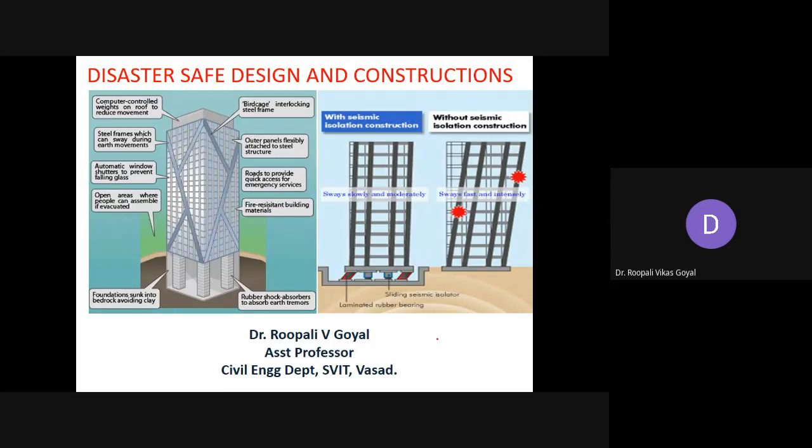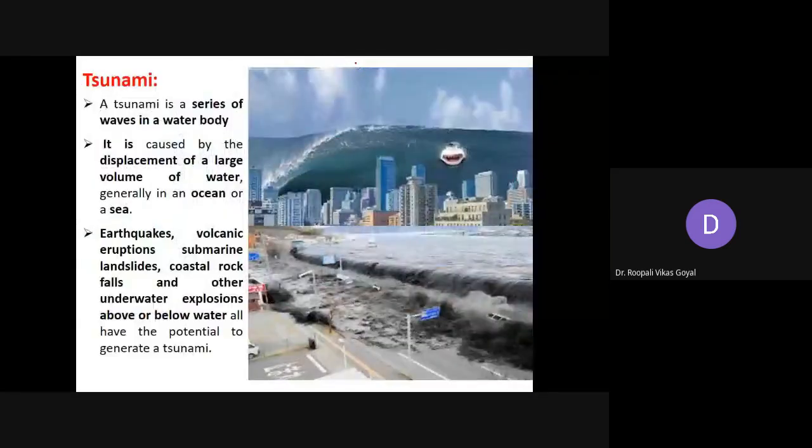So students, in the first part and second part of disaster safe design and construction, we have discussed how we can design and construct safe structures for earthquake, cyclone and flood. So now today we will discuss a particular disaster that is called tsunami.